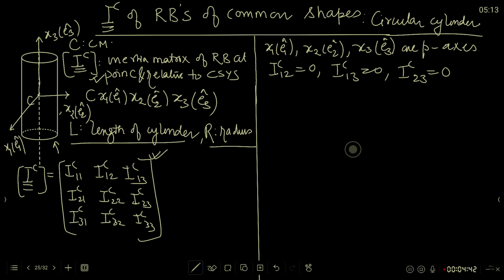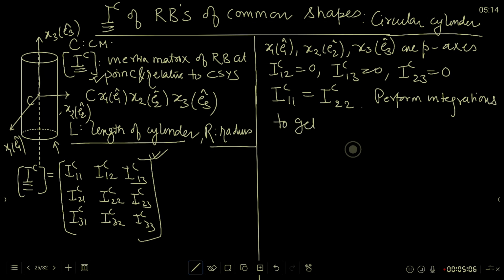What else? I will also have IC11 equals IC22. So effectively I have to perform integrations to get IC11 and IC33 only. There are only 2 independent entries in this matrix out of 9. Okay.